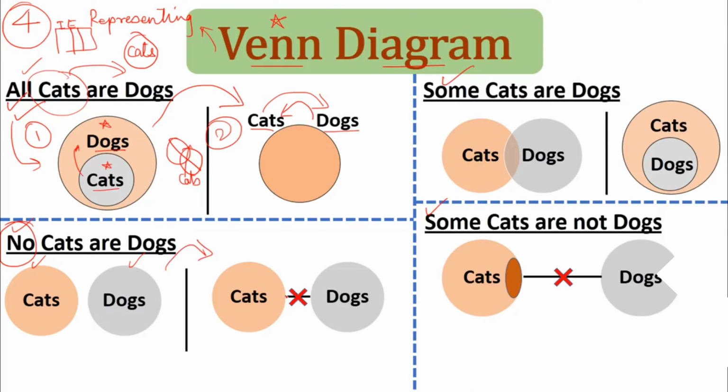Mark a line between them and a cross, which means that cats and dogs are not at all related to each other. They are separate entities. See how easy it is. Moving on to the third important word, "some."